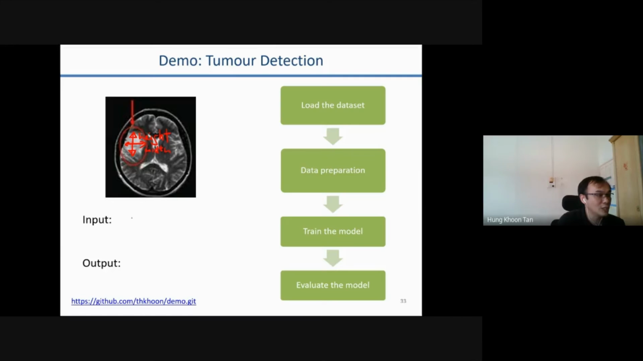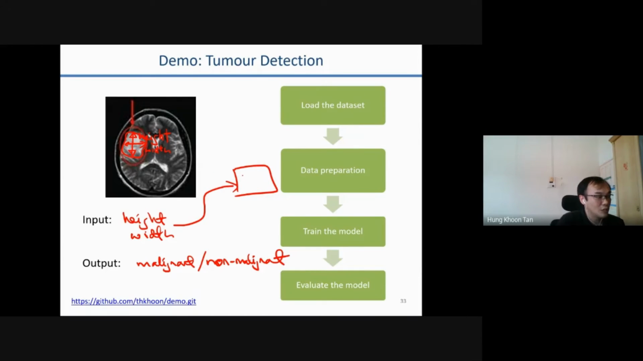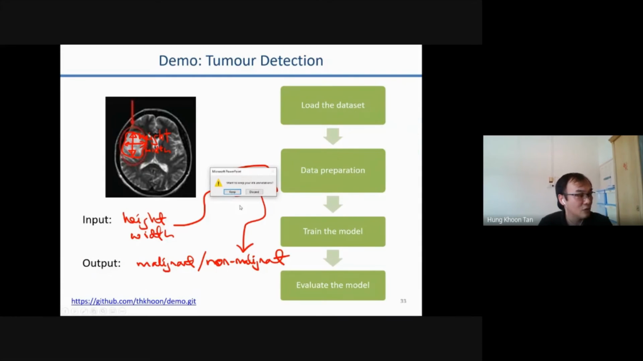So the input to our machine learning algorithm is the height as well as the width of this particular region that indicates the tumor. And the output is whether this particular tumor is malignant or non-malignant. So the input to the model is basically the height and the width, which is indicated by this part here. And the machine learning algorithm will learn a model that is able to detect whether this particular tumor is malignant or non-malignant. So this is what we are going to do. For those who want to follow the practical, you can follow me.